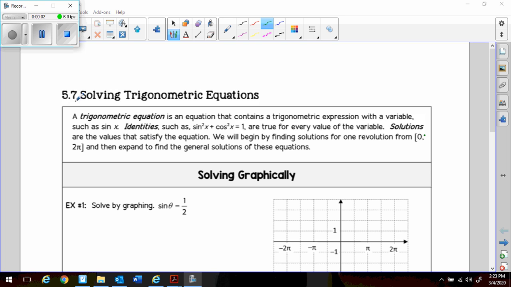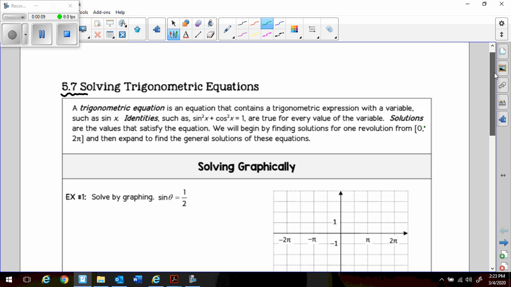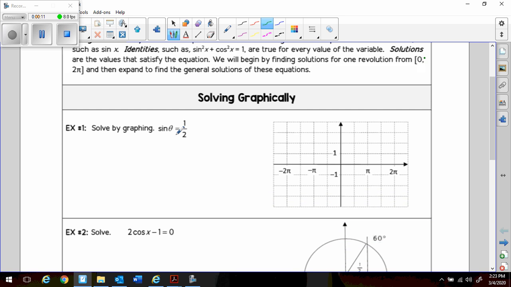Good morning, this is Unit 5D7, and we're going to take a look again at solving trigonometric equations. So let's look at example 1, solve by graphing sine of theta equals 1/2.